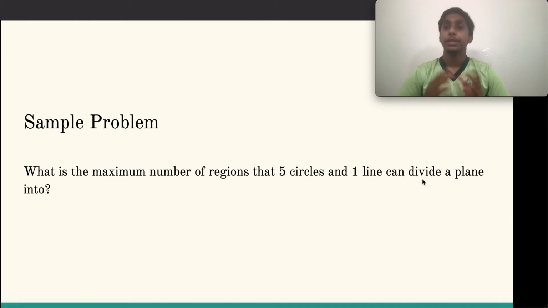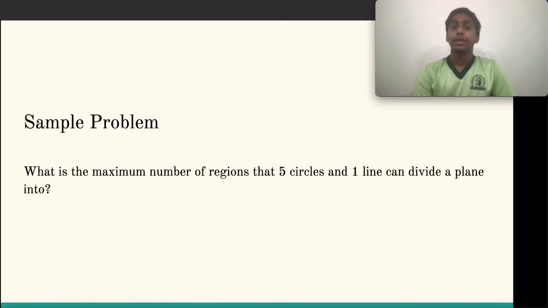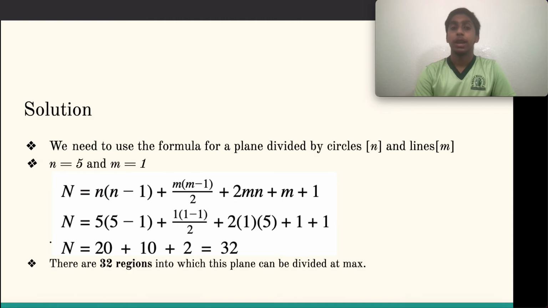Okay, so hopefully you solved the problem and you know your answer and how you got it. So let's go into the solution for this one. We need to use the formula for a plane divided by circles, which is represented by little n, and lines, which is represented by little m. As it says here, we have 5 circles and 1 line. So your n is equal to 5 and your m is equal to 1. Now we just need to plug our numbers into the formula.